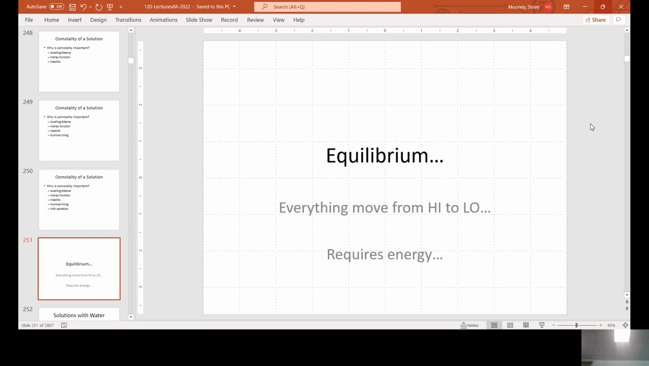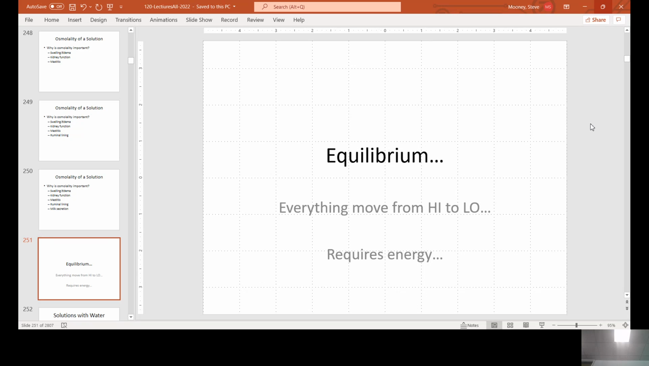Equilibrium. Everything moves from a high concentration to a low concentration. Think about it like skiing or snowboarding. Very easy to go from a high spot to a low spot. Going back the other way is not going to work so much. We need a certain amount of Brownian motion to make that happen, especially for controlling the solutes. We may need ATP to move things around. Everything is going toward equilibrium.